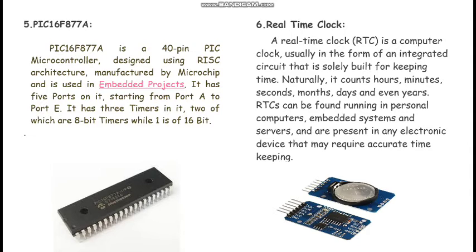The sixth one is the real-time clock. A real-time clock is a computer clock, usually in the form of an integrated circuit, that is solely built for keeping time. Naturally, it counts hours, minutes, seconds, months, days, and even years. RTCs can be found running in personal computers, embedded systems, and servers, and are present in electronic devices that may require accurate timekeeping.